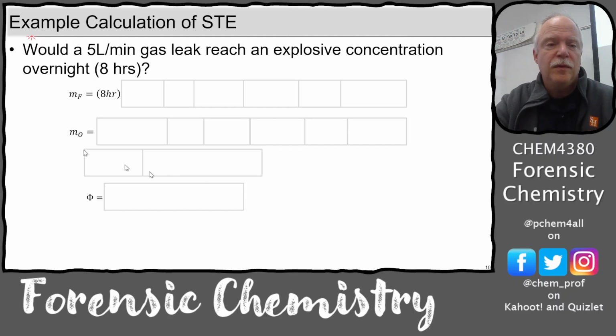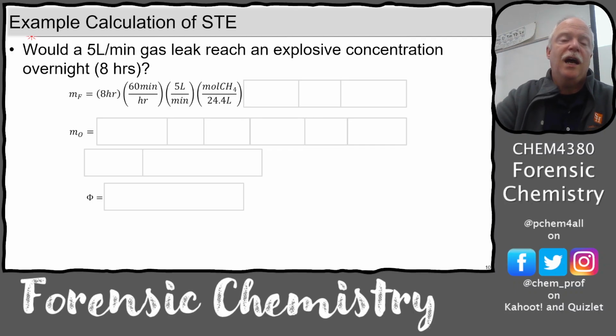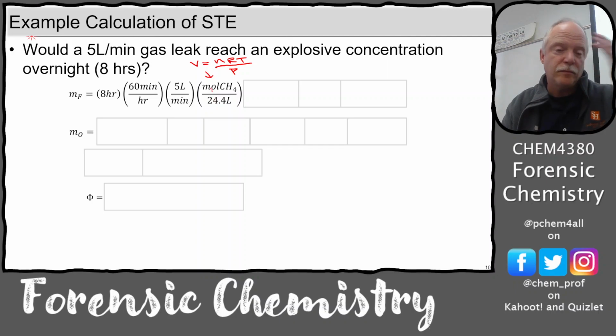Yeah. So here's 8 hours. Well, we've got to get out of hours and into minutes, since it's 5 liters per minute. So 60 minutes per hour. So now we know how many liters we have. We've got to convert using the ideal gas law from liters to moles of methane. So V equals nRT over P, and you assume 1 atmosphere. Okay, so that would be the volume per mole.